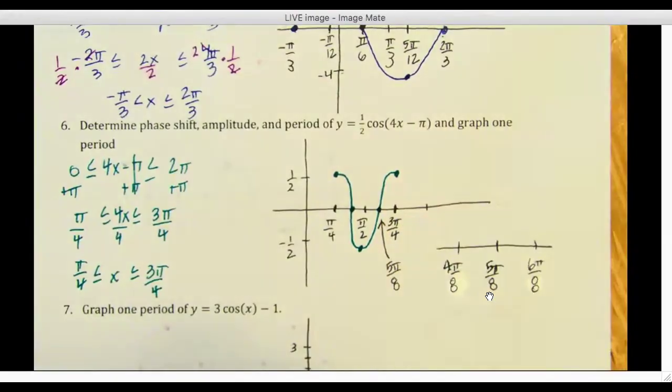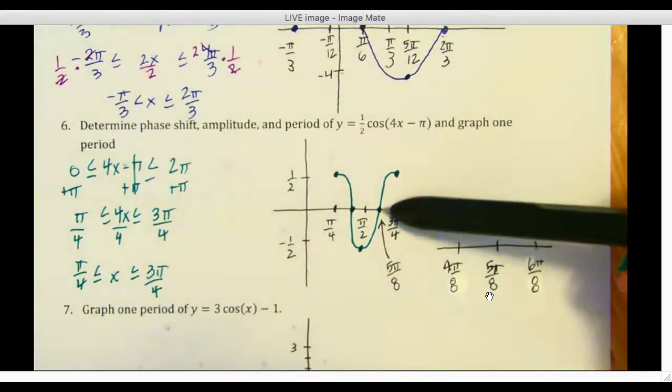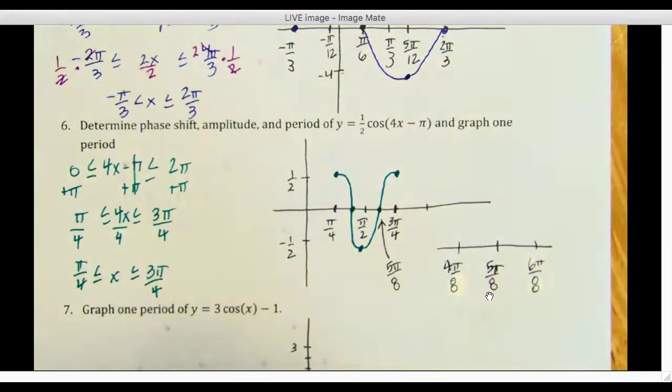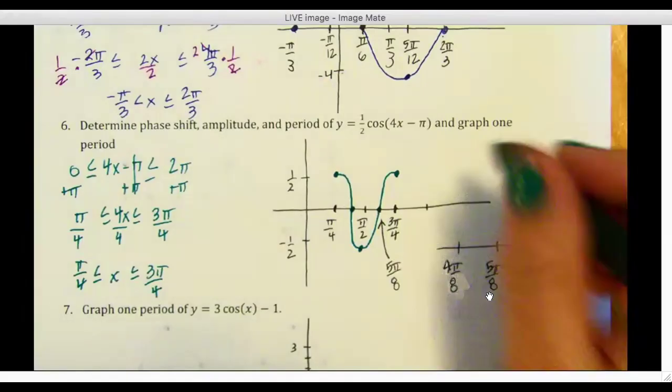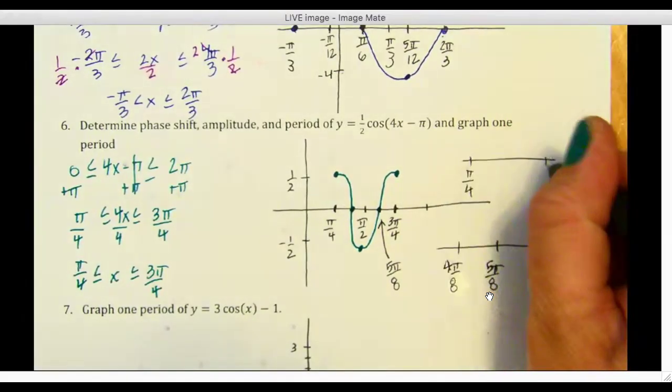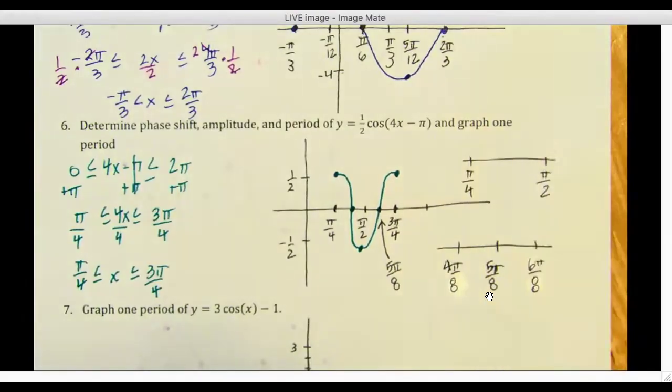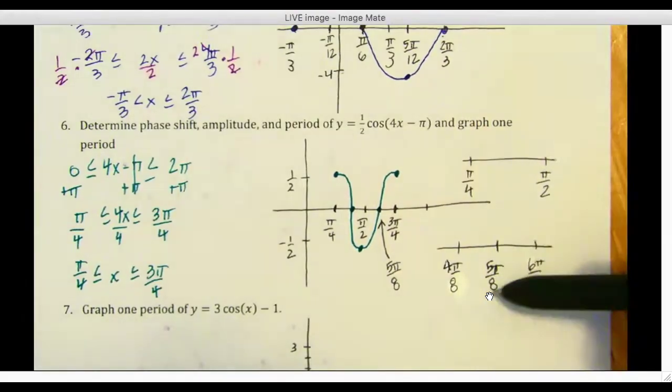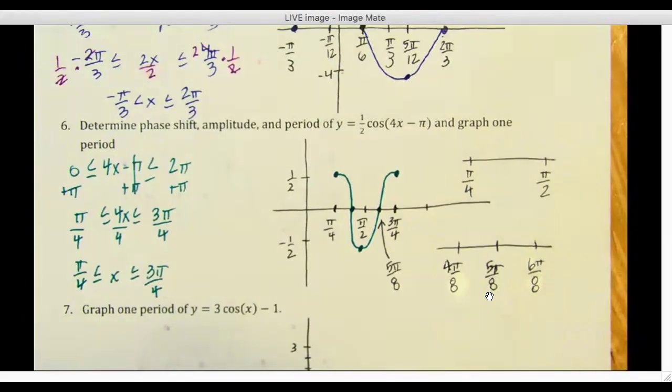So this is 5 pi over 8. So I've shown you a few different ways now how you can find these in-between points when you have difficult numbers. So you have a few options here. Let's do the same thing for pi over 4 and pi over 2. So if I have pi over 4 and pi over 2, and I want to find the halfway between, well, we had a denominator of 8 here. Let's try to make a denominator of 8 here.